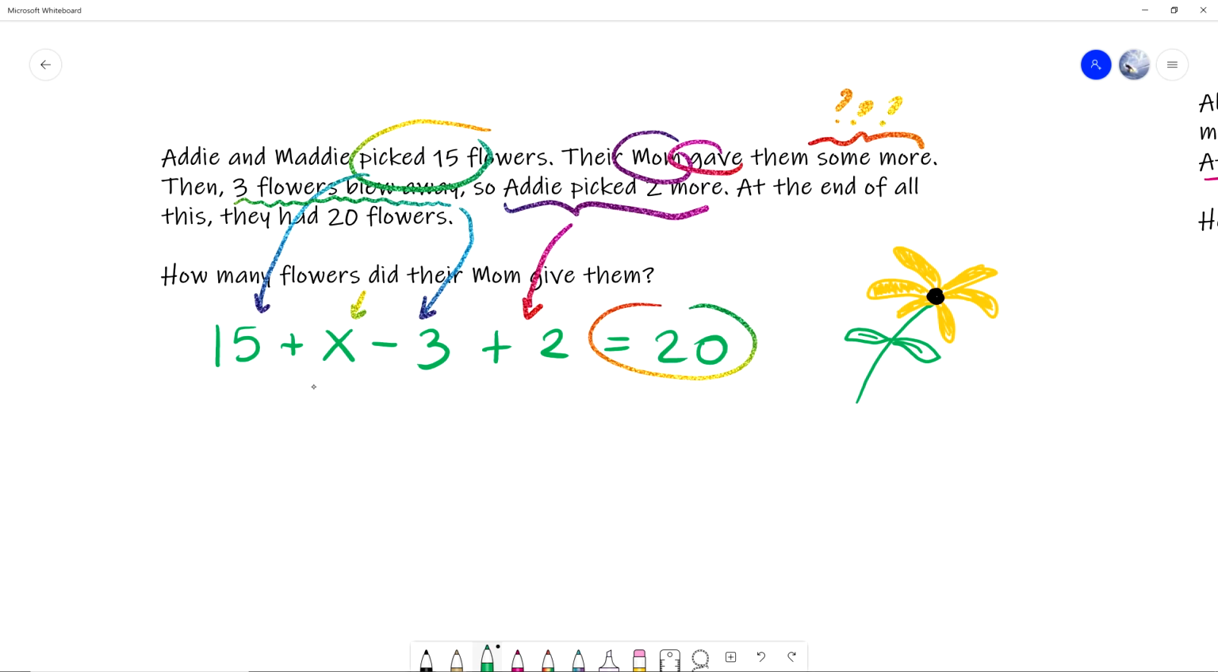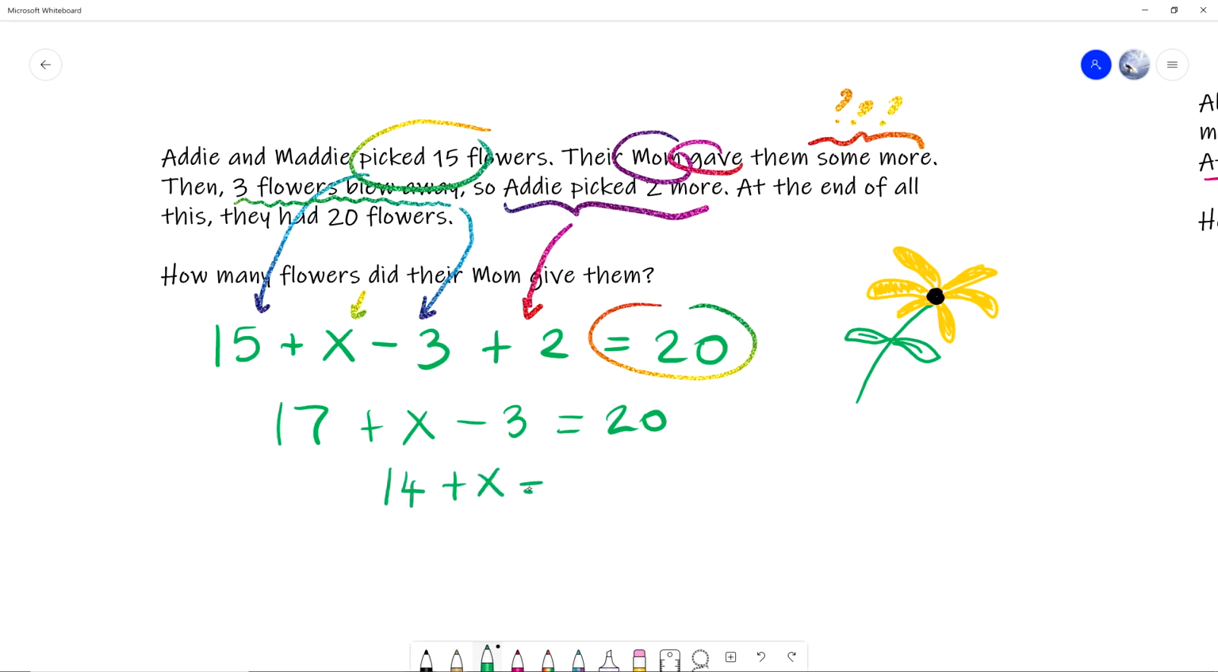you. So how can we simplify this equation? So what we could do is we could do 15 minus 3. Wait, no. Let's do 15 plus 2 first. 15 plus 2 equals 17. So I get 17 plus x minus 3 equals 20. And then what we can do is we can minus the 3. So that equals 14.